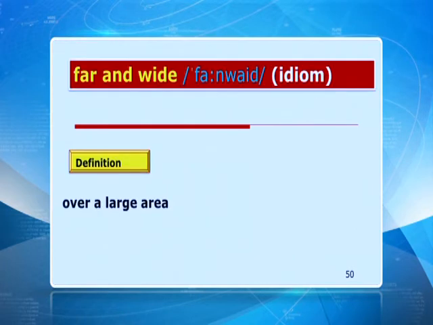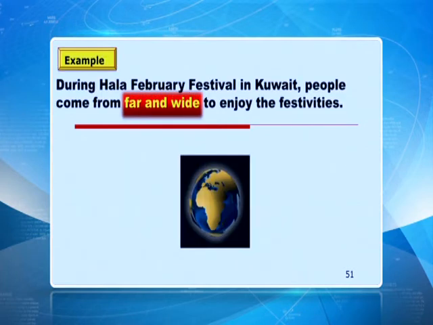The following is an idiom, far and wide. Far and wide means over a large area. For example, we can say during Hala February festival in Kuwait, people come from far and wide to enjoy the festivities.